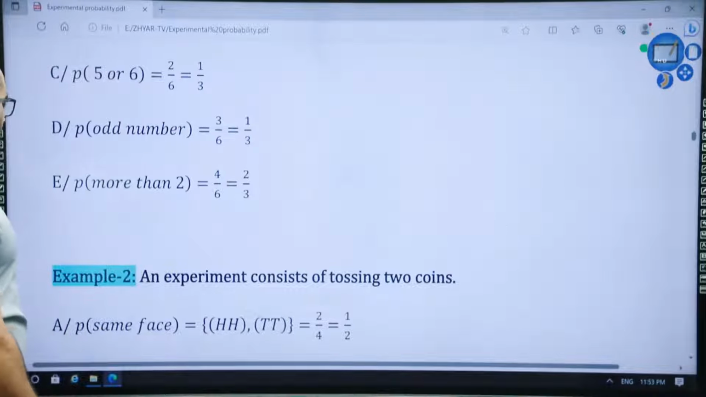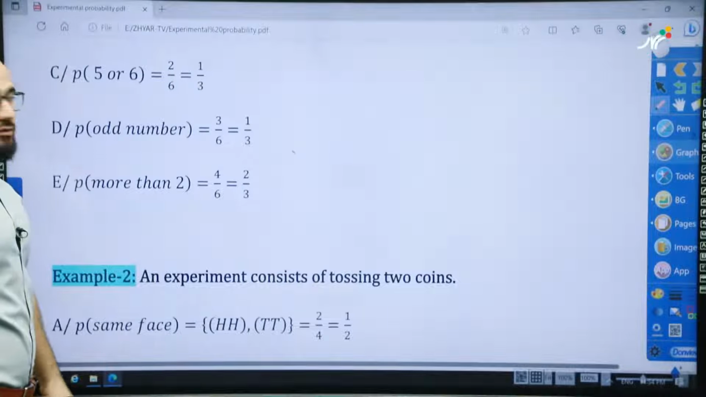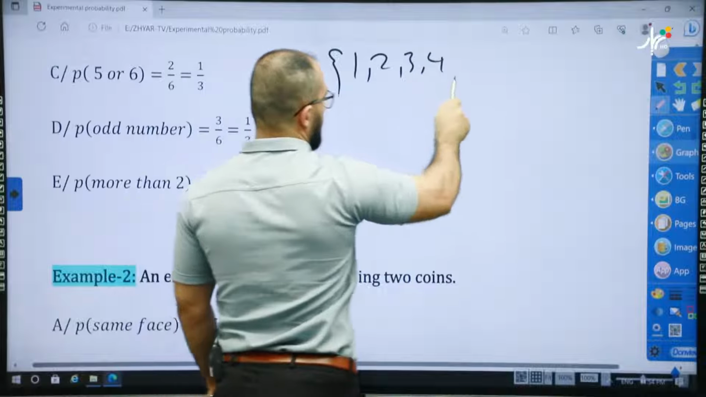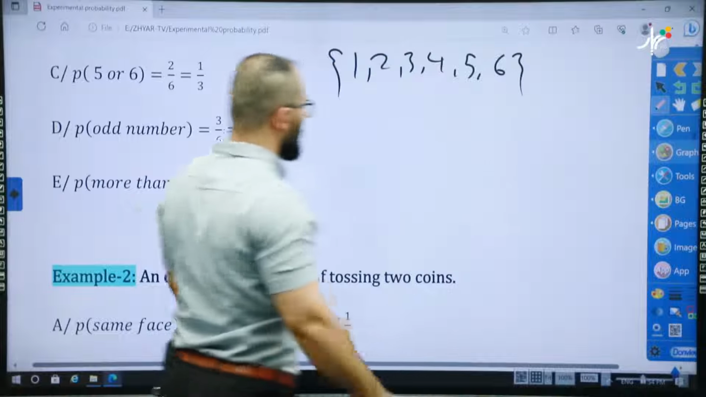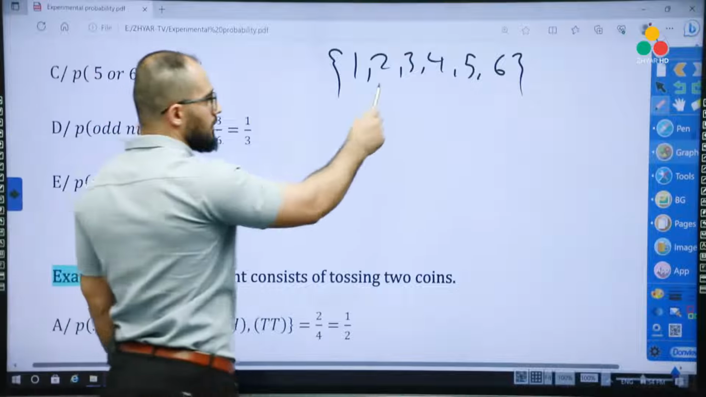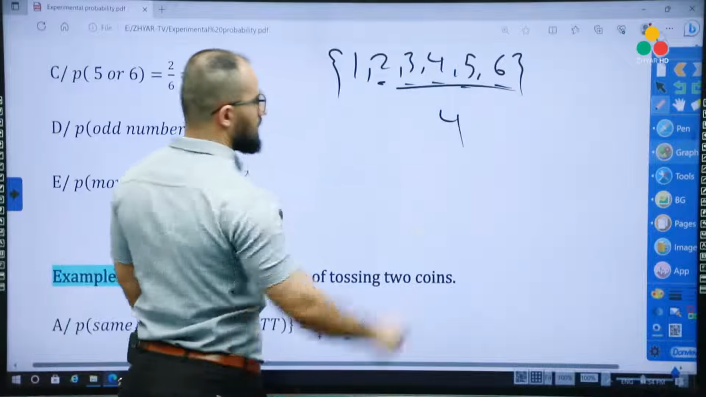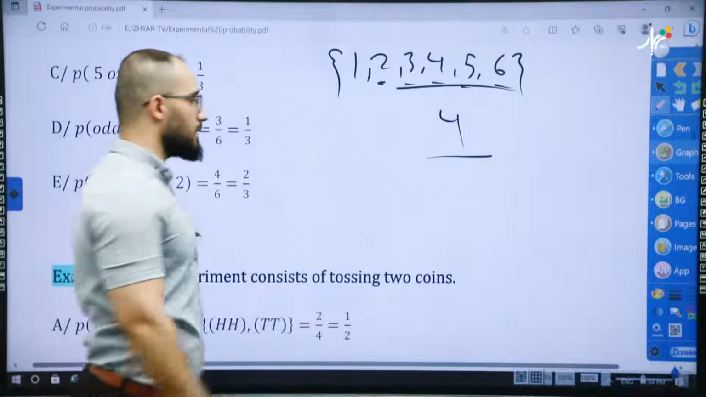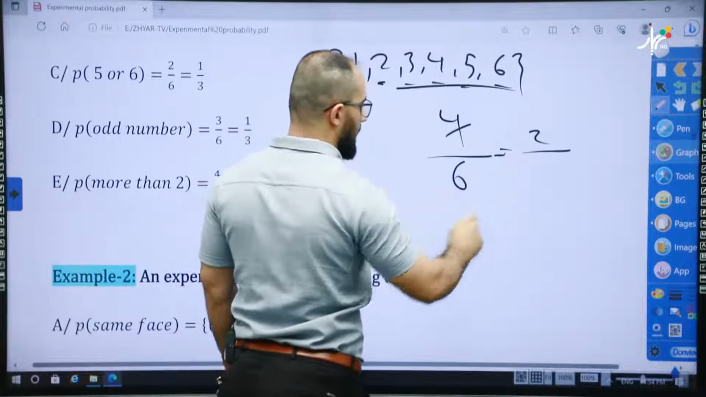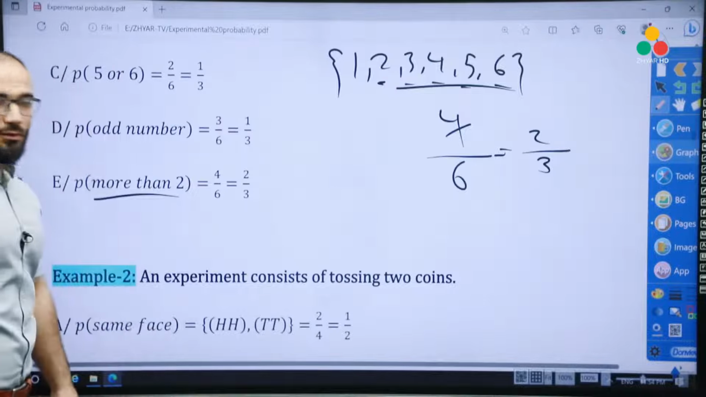Question E says, what is the probability of a number more than 2? Again, let's write the sample space 1, 2, 3, 4, 5, 6. Then what is the probability of more than 2? More than 2. This is 2. More than 2: 3, 4, 5, 6. How many results? 4 results. What is all the possible outcomes for a dice? It is 6. Simplify it. Divided by 2 is 2. Divided by 2 is 3. So the probability of a number more than 2 is 2 over 3.